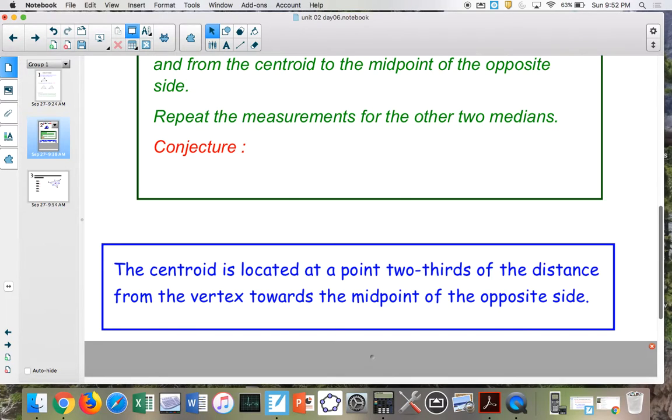And so your conjecture might have said something like this. The centroid is located at a point 2/3 of the distance from the vertex towards the midpoint of the opposite side. Because that's 2/3 the distance, the other piece is 1/3. So we could say the centroid is 1/3 the distance from the midpoint, and 2/3 of the distance from the vertex. So it's dividing that median into a ratio of 2 parts to 1 part.